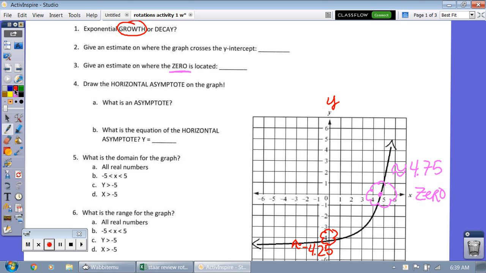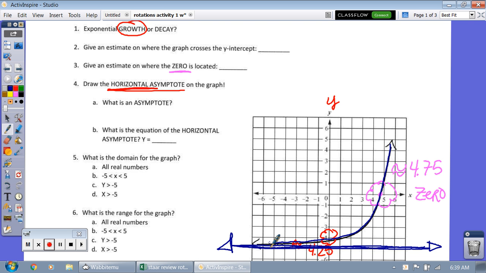Number 4, draw the horizontal asymptote. So the horizontal asymptote is going to be the imaginary line that the graph looks like it's sitting on. And this imaginary, or we'll say invisible, line, if you read it from right to left as the graph is going down here, it's approaching this horizontal asymptote, but it'll never touch it. So that's what the horizontal asymptote is.